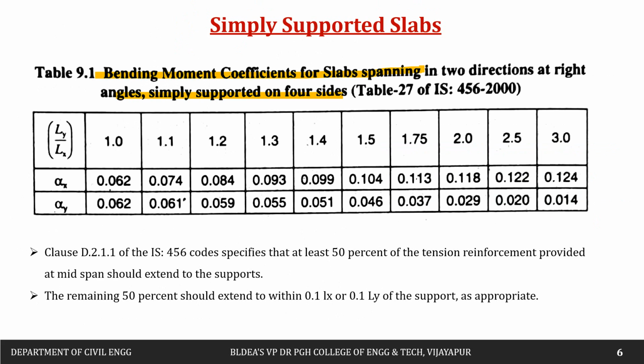The next is clause D2.1.1 of IS 456 code, which specifies that 50% of the tension reinforcement provided at mid-span should extend to the support. Therefore we do the bent up at the support and take it to the top. We do alternate bent up, that means one bar will be going at the bottom, one bar will be going to the top. So 50% bent up we are going to provide. The remaining 50% should extend to within 0.1 Lx or 0.1 Ly of the support.